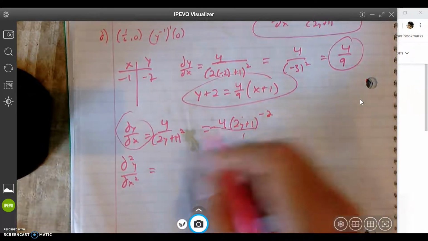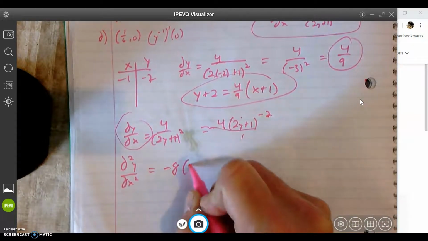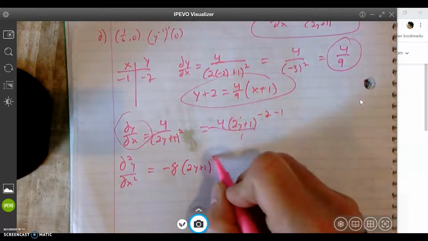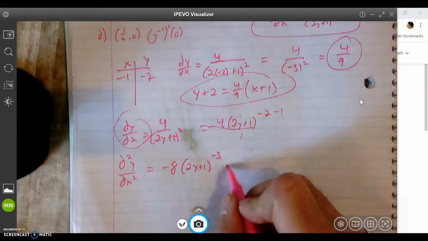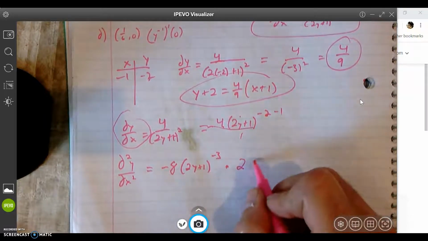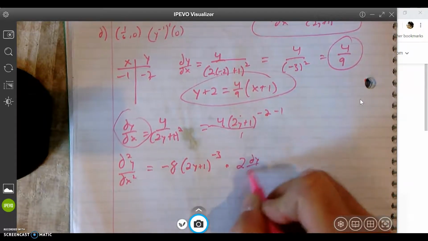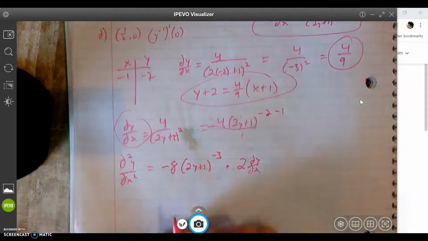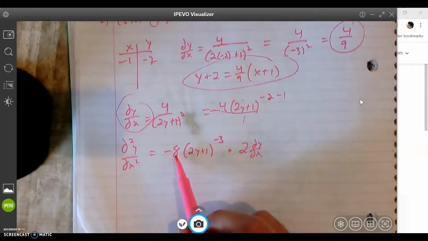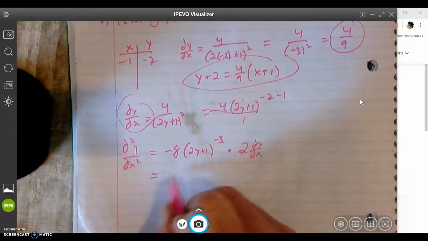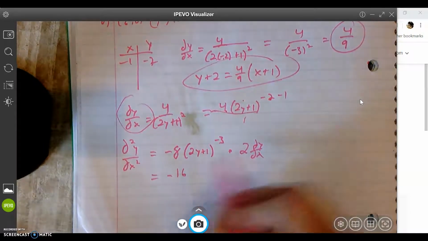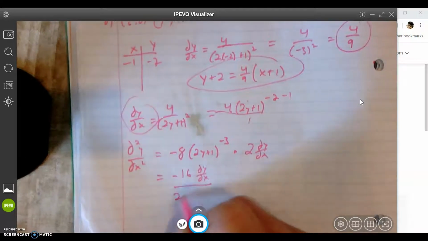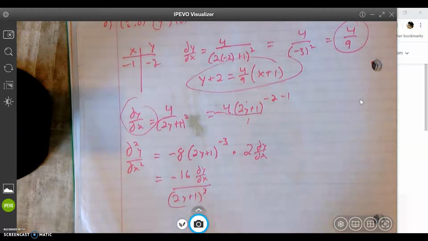So -2 times 4 is -8. Keep the inside, 2y plus 1, and subtract 1 from the exponent, so that's -3. Times the derivative of the inside, which is 2, times dy/dx. Cool. So this is negative 8 times 2, which is negative 16. dy/dx is on the numerator, and then bring this to the denominator: (2y plus 1) to the third power.